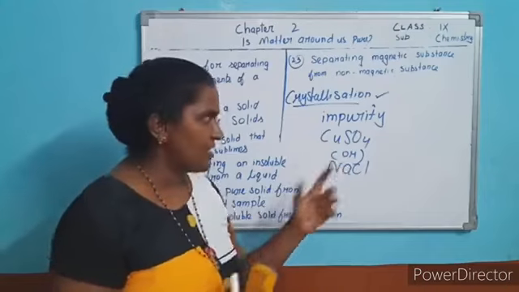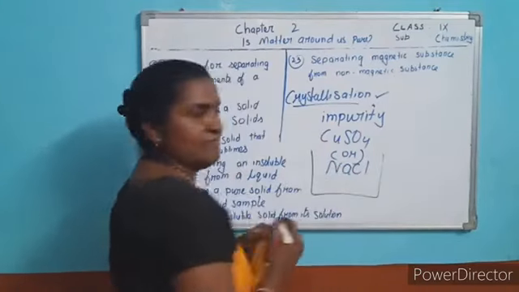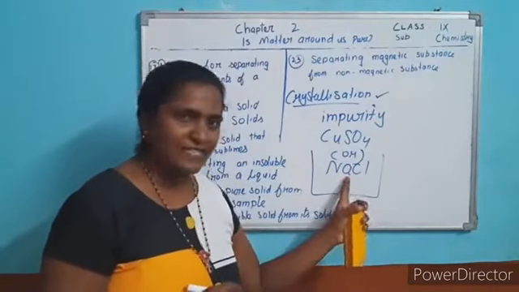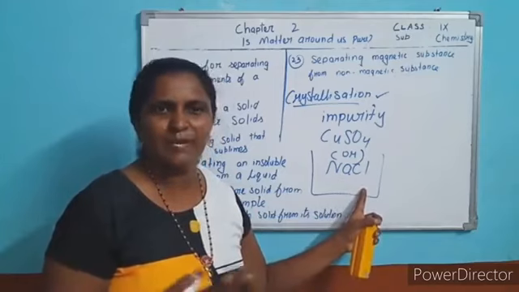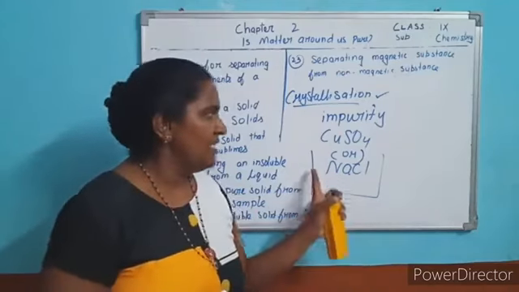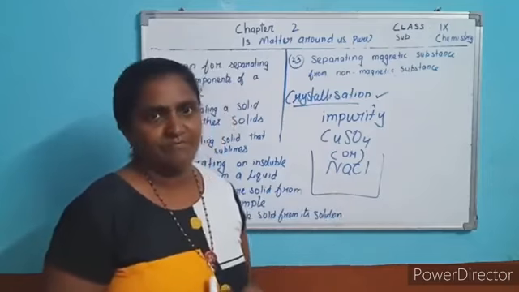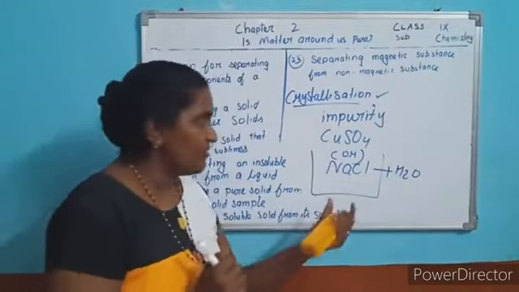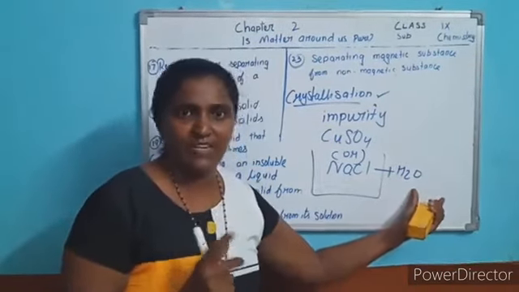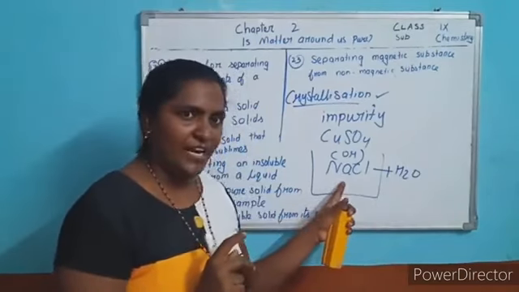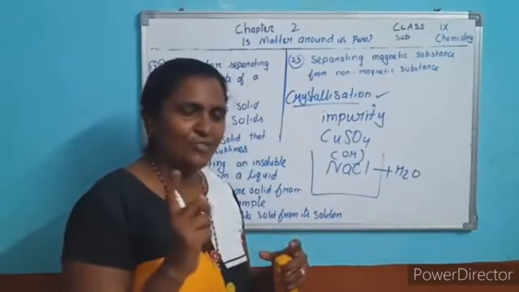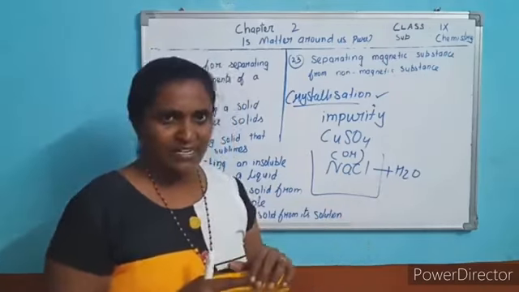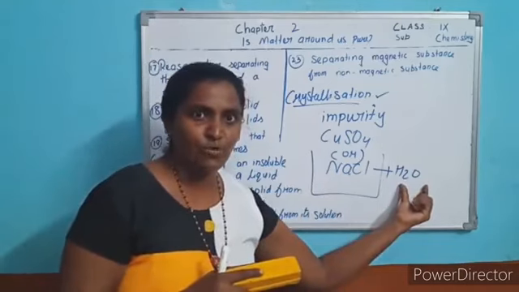For this, first you take the substance in a beaker. Take a sample in a beaker. Impurities are present along with NaCl, MgCl2 or some other impurities. Take the impure compound in a beaker and add water. A little warm water you have to add, not cold water, warm water.